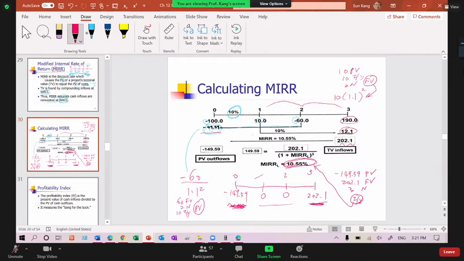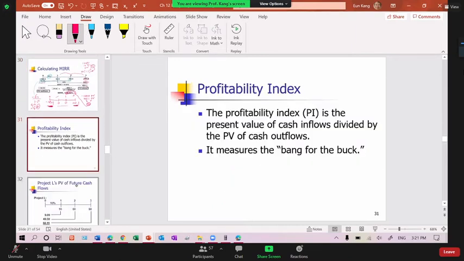But it's not better than net present value. We'll talk about that later. And the next one is profitability index, PI. PI is present value of cash inflows divided by present value of cash outflows. So present value of inflows over present value of outflows, then what?